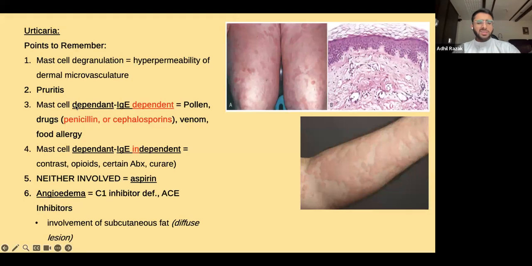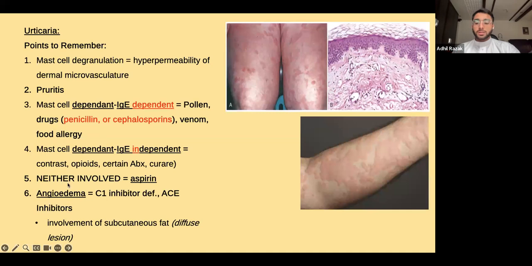So there are mainly 3 types of urticaria, and the 4th one I would consider in a different category, honestly. The first type is mast cell dependent and IgE dependent, where both mast cells and IgE are involved. This could be due to a pollen allergy or drugs, as I mentioned earlier, penicillin or cephalosporins like ceftriaxone, venom or anti-venom, or even a food allergy.